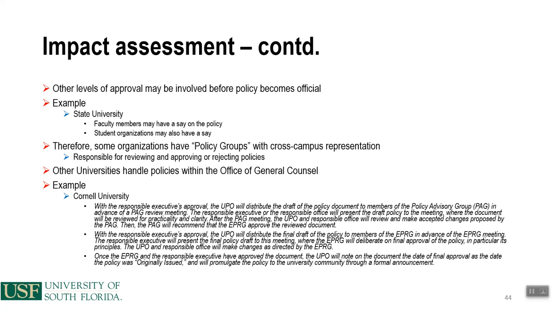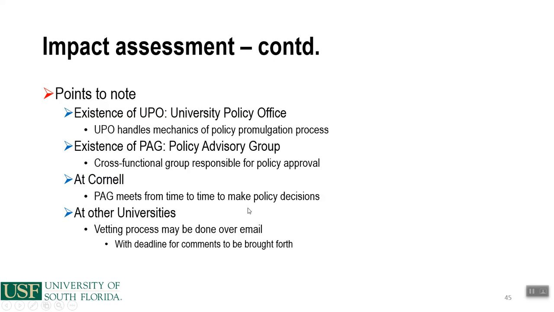So for example, in Cornell University, they'll actually be specifying it within the UPO of their organization. And the points to note: the existence of a UPO, the University Policy Office. The UPO handles the mechanics of policy promulgation process. The existence of a PAG, a Policy Advisory Group, cross-functional group responsible for policy approval. So this is specific for Cornell. At Cornell, the PAG meets from time to time to make policy decisions. At other universities, the vetting process may be done over email with deadline for comments to be brought forth.